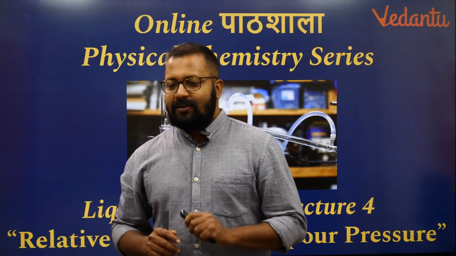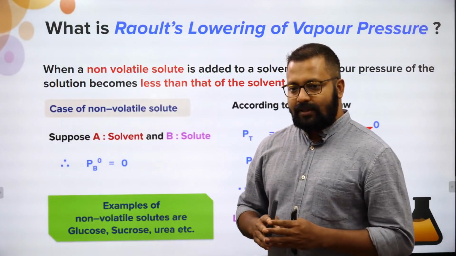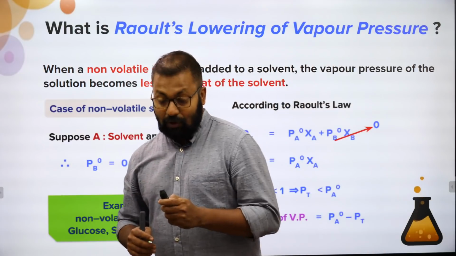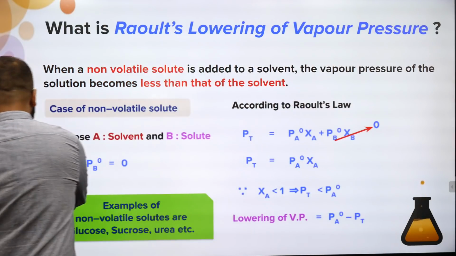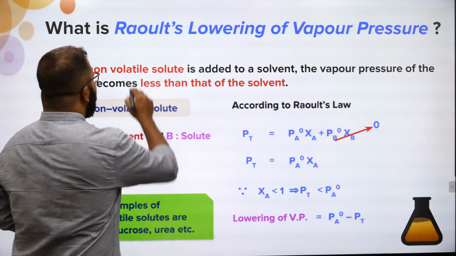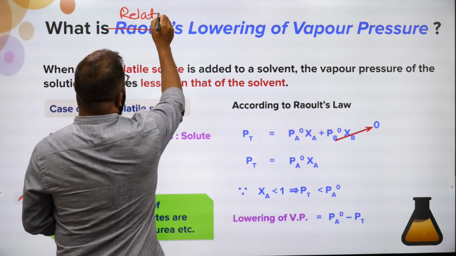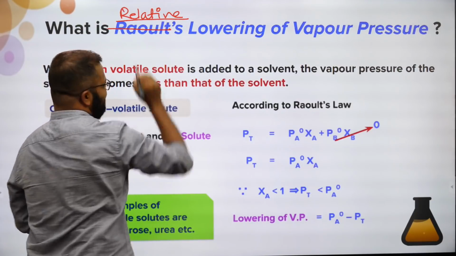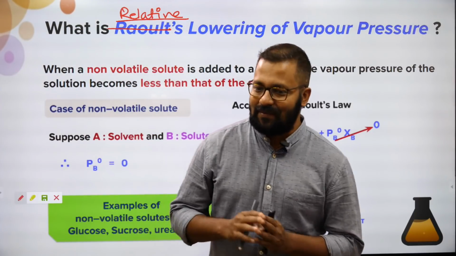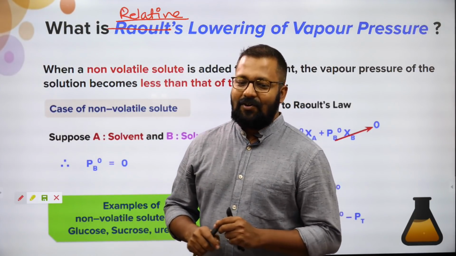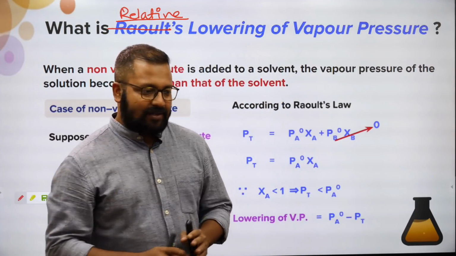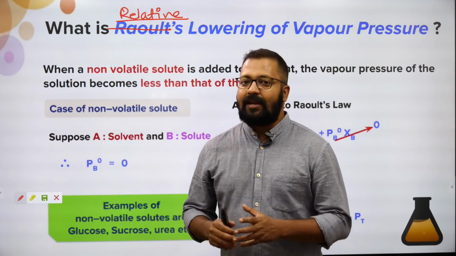Okay, so what is relative lowering? This should not be Raoult's lowering of vapor pressure. This should be relative. I'm very sorry. This should be relative lowering of vapor pressure, not Raoult's. Relative lowering of vapor pressure एक colligative property है.